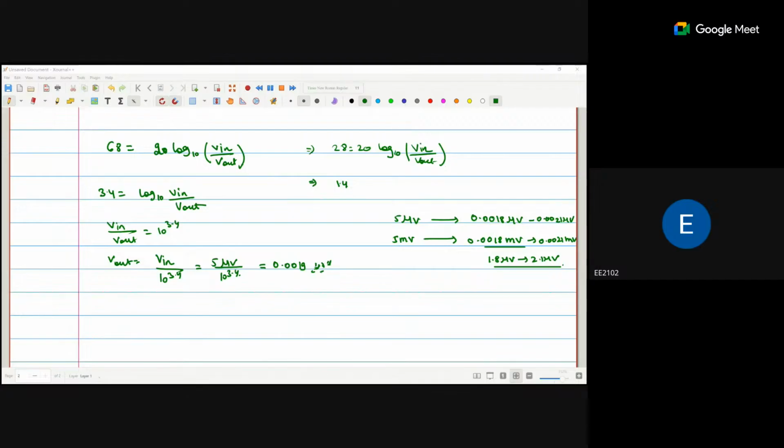Okay, that is 1.8 to 2.1. In practice assignment 10, you are also getting the wrong answer, no? Yes, sir. That is question number 1. Question number 1 and question number 2 also. If we convert into microvolt also, then the practice assignment answer is 10. Practice assignment 10, question number 1, you are getting the wrong answer.